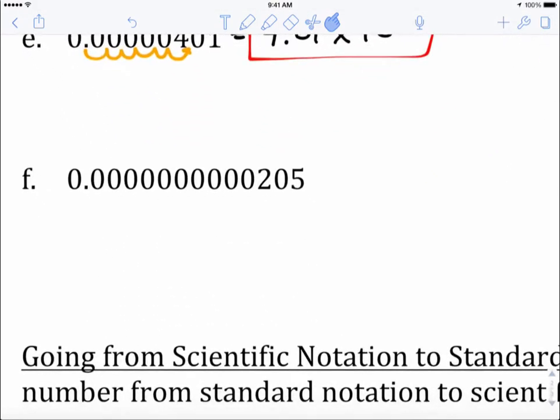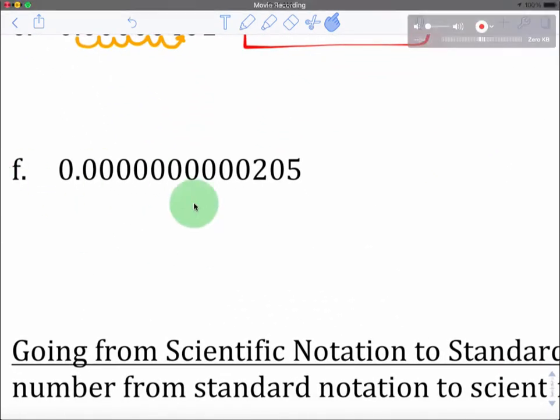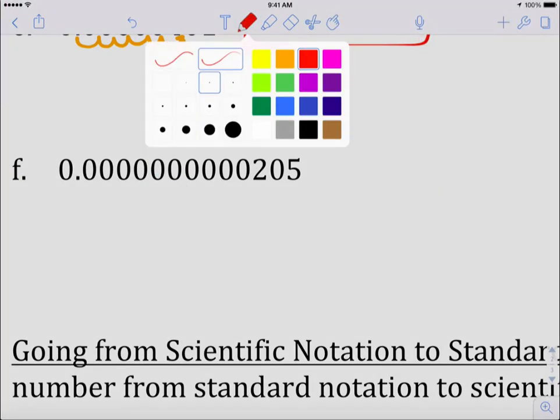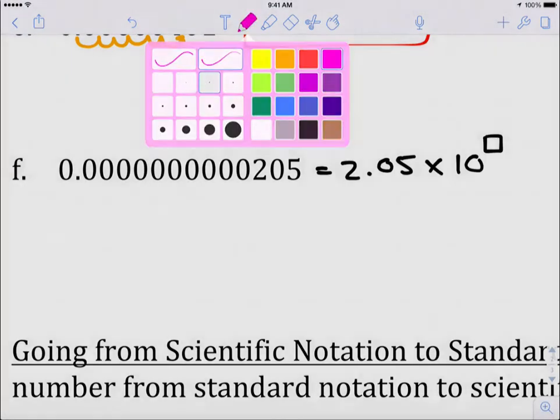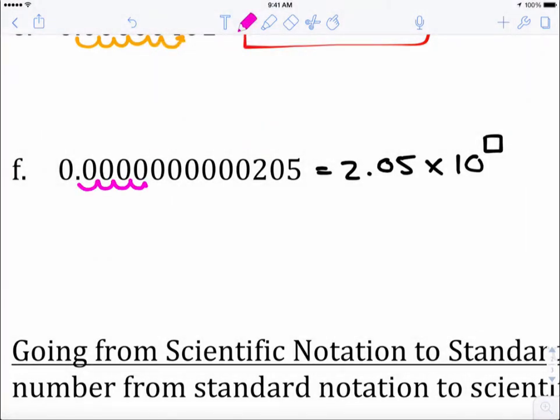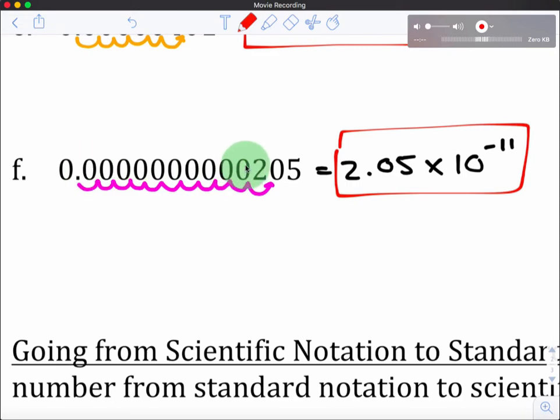Why don't you pause the video and why don't you try writing this number in scientific notation? Okay, so right off the bat, we know this is going to be 2.05 multiplied by 10 to the something power. What is that something power? How far are we moving this decimal place? 1, 2, 3, 4, 5, 6, 7, 8, 9, 10, 11 places to the right. 10 to the negative 11th power. Always want to make sure that we don't mess up our negative and positive powers. Of course, this is a very small number, so we're going to be raising 10 to a negative power.